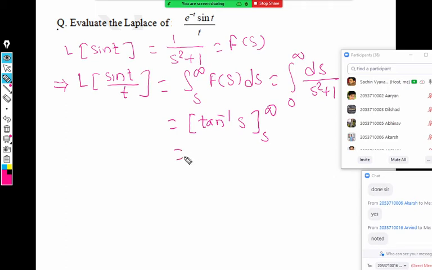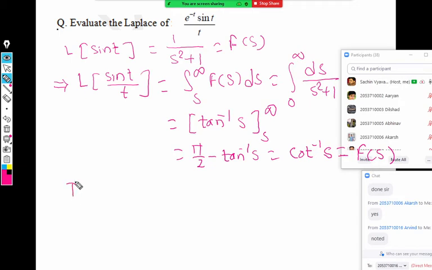So tan inverse infinity is pi by 2, and it's minus tan inverse s. But we already know pi by 2 minus tan inverse is cot inverse. So it is cot inverse s. So that is the new f(s) now. Because we got the Laplace of sin t upon t, which is cot inverse s, or in the previous question, in particular, you replace a by 1 and you get this answer. The previous question is general for sin at upon t.